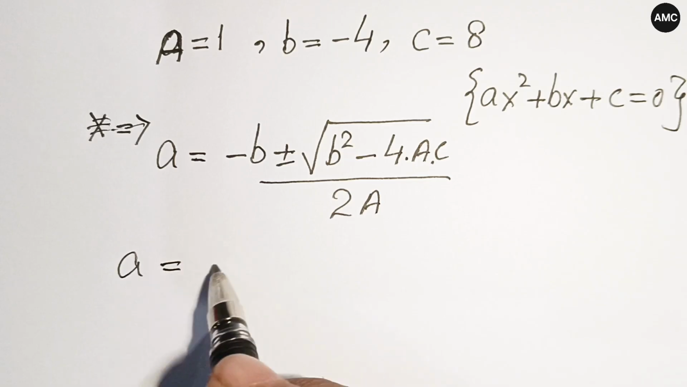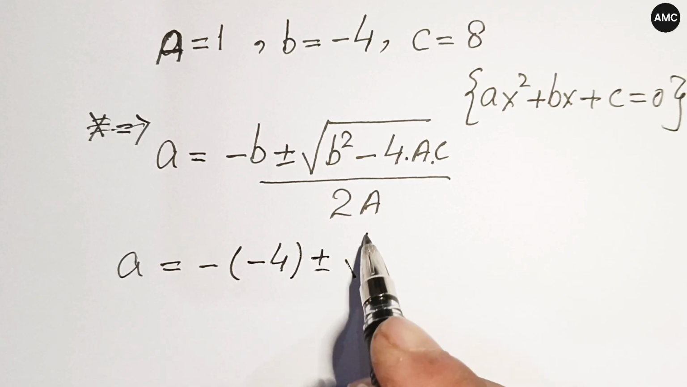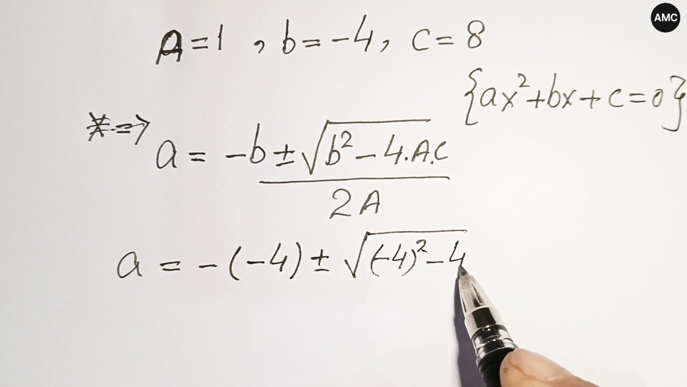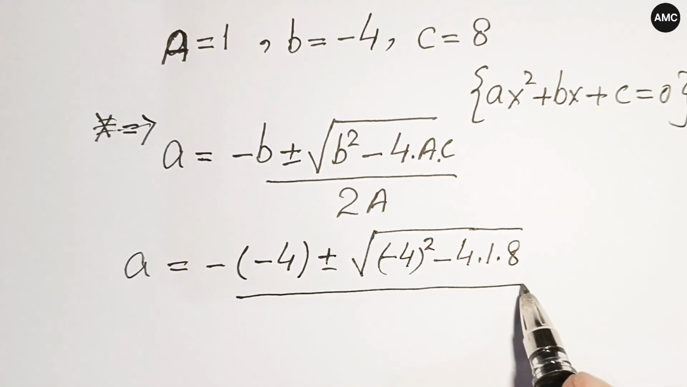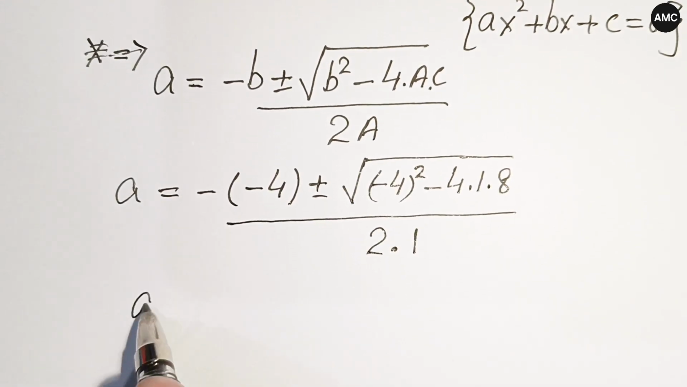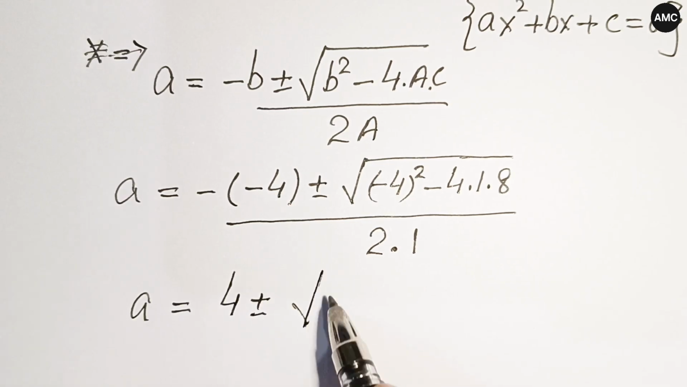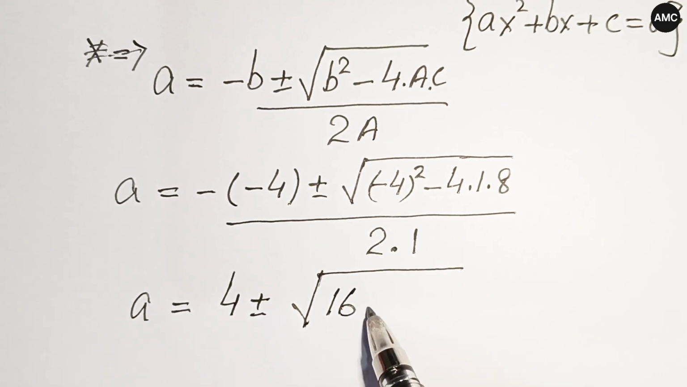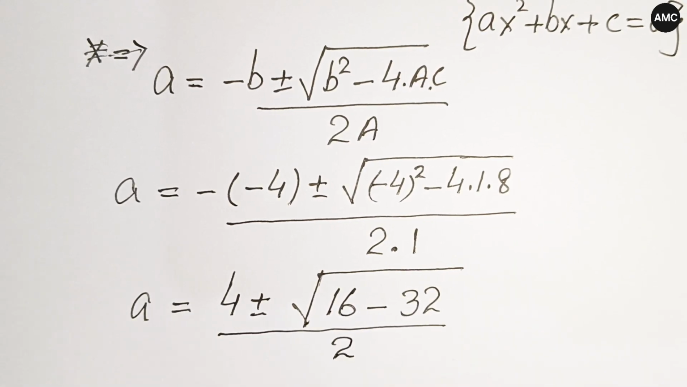So a is equal to minus times b, b is minus 4, value of minus b, plus minus square root of b squared, which is minus 4 whole squared, minus 4 times a is 1 and c is 8, all over 2 times a, so a is 1. Here we have a is equal to minus times minus is plus, we get 4 plus minus square root of 4 squared, we get 16, minus 4 times 8 is 32, all over 2 times 1 is 2.